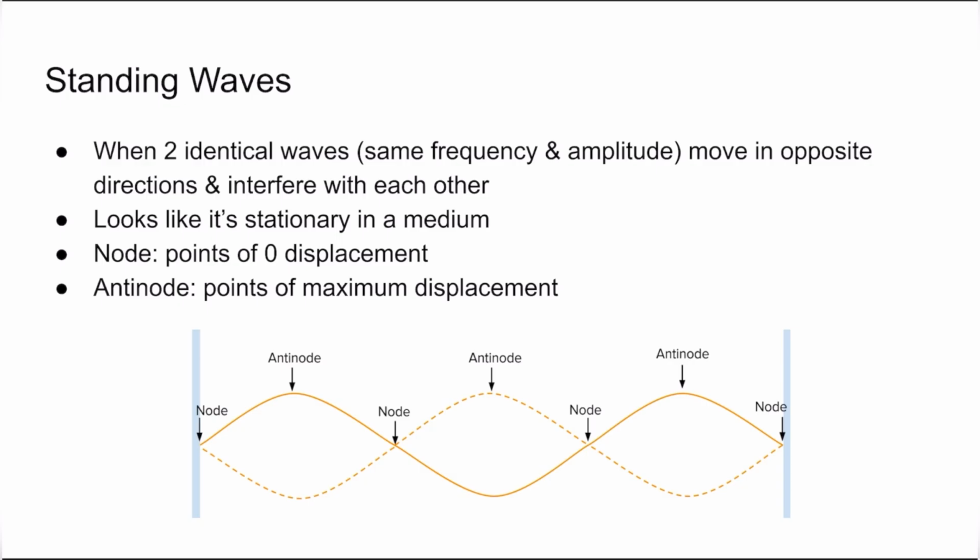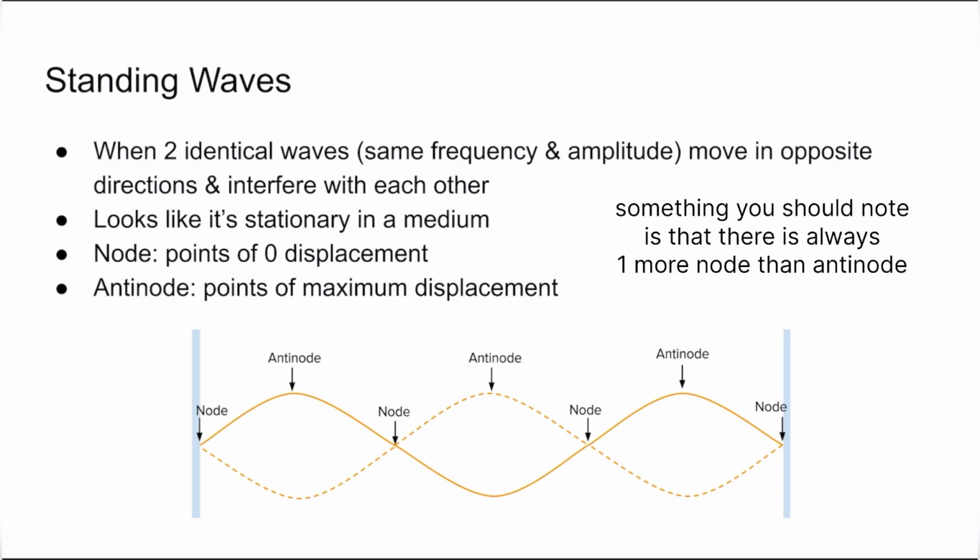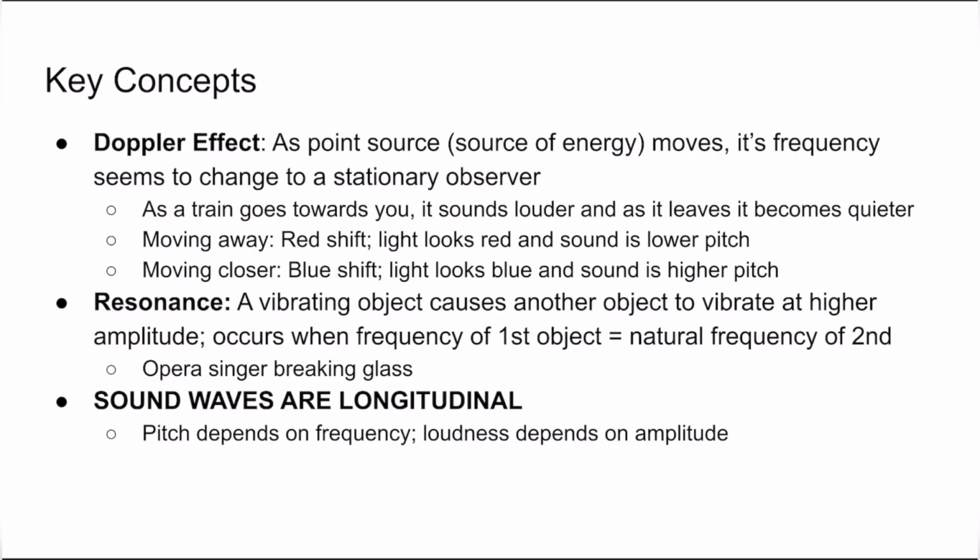Now, you're going to need to know how to count out nodes and antinodes. This is pretty easy, so nodes are points at zero displacement and antinodes are points at maximum displacement. Finally, here are some key concepts, even though the entire unit is just concepts.